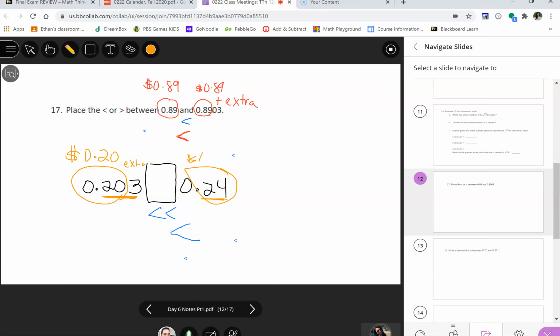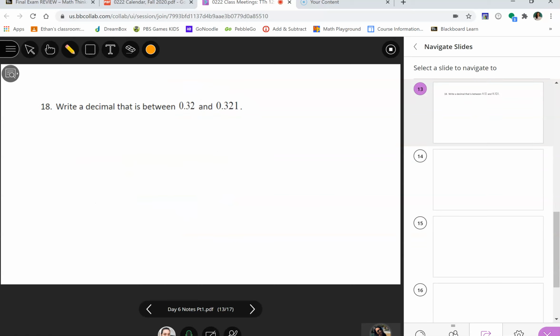Yeah, so think about it in terms of money and then you won't get confused. If you always think about decimals in terms of money, you will not get confused. Okay, we have one more problem to do together and then I'm going to break us out into groups in a minute. One more problem. And this one gets tricky.